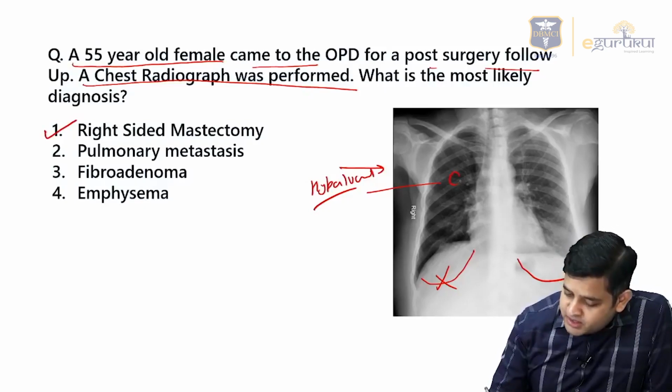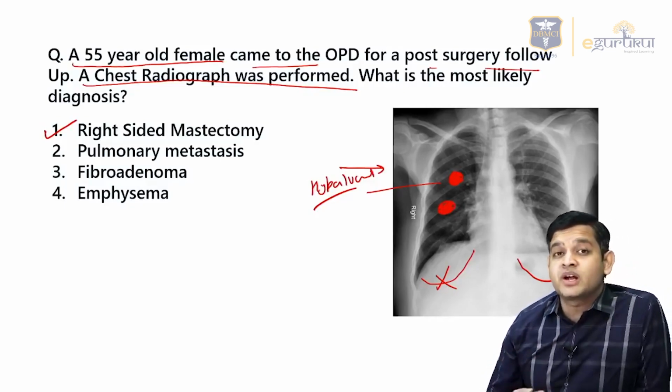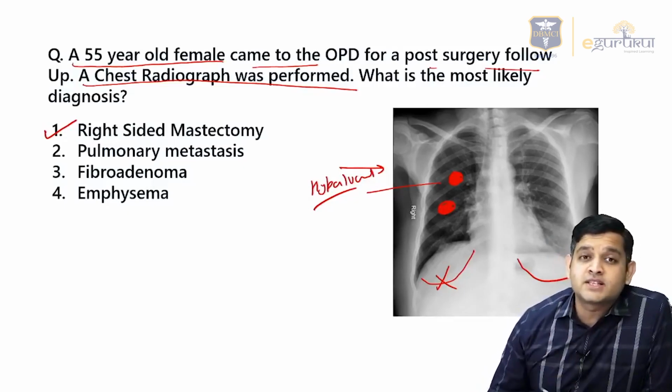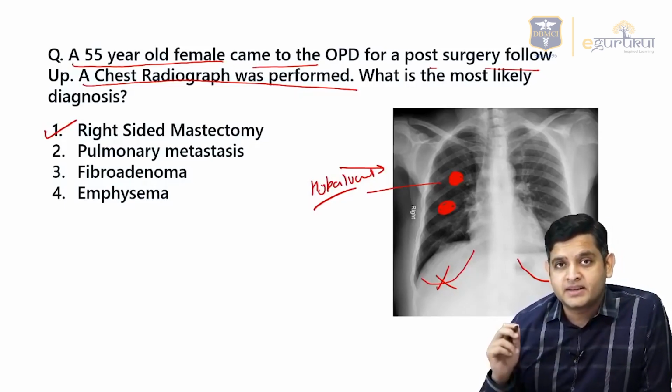Had it been a pulmonary metastasis, you would have seen some variable size nodules. I don't see them. Fibroadenoma will not be seen on a radiograph, it will be seen on a mammography. And this is definitely not emphysema. Emphysema will be a bilateral problem. So this is a case of right-sided mastectomy.